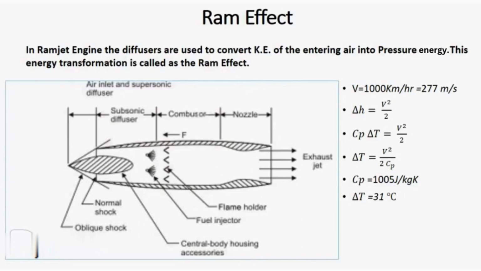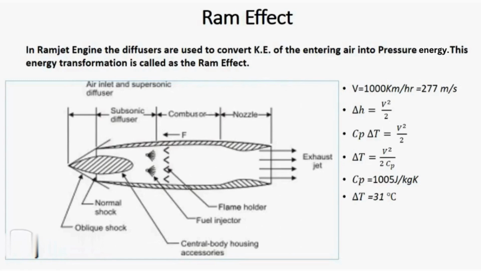enters into this diffuser section at such a high velocity, it has been observed that the kinetic energy of the air will go on reducing as it passes through the diffuser sections and it gets converted into pressure energy. Hence, the conversion of kinetic energy of ambient air entering into the compressor section into pressure energy is called the ram effect. This energy transformation is called the ram effect.